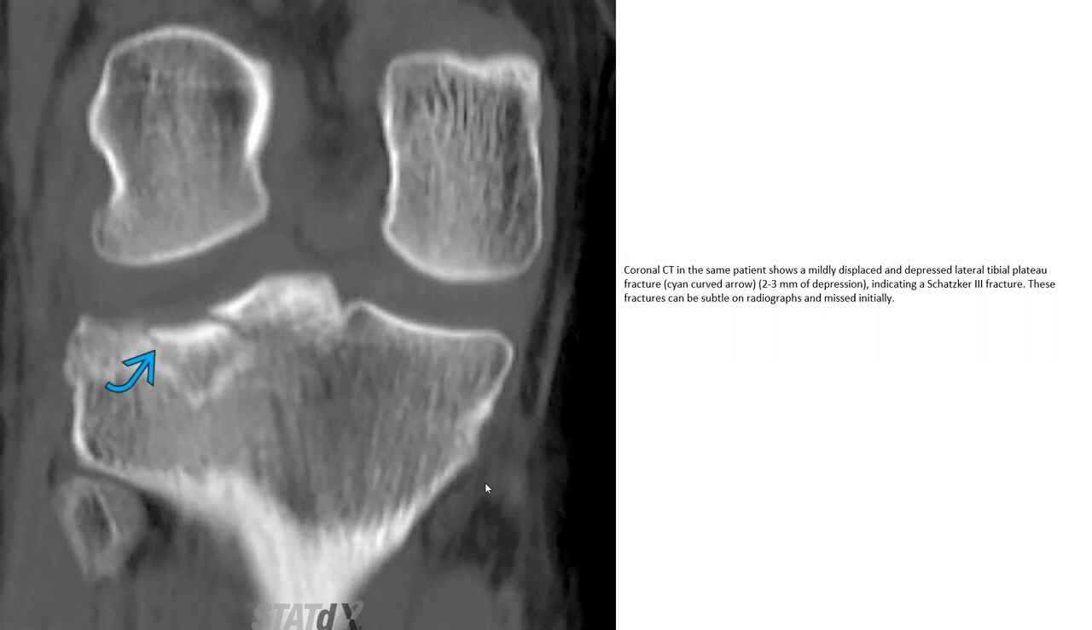The CT shows a mildly displaced lateral tibial plateau fracture with depression, indicating a Schatzker type 3 fracture. This fracture can be subtle on radiograph and missed initially.